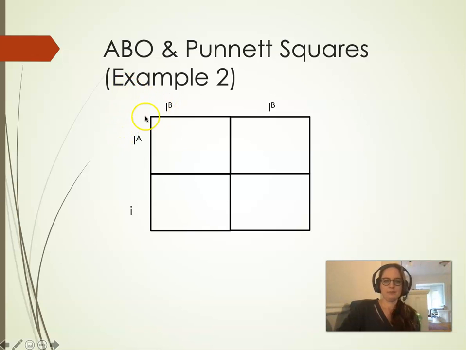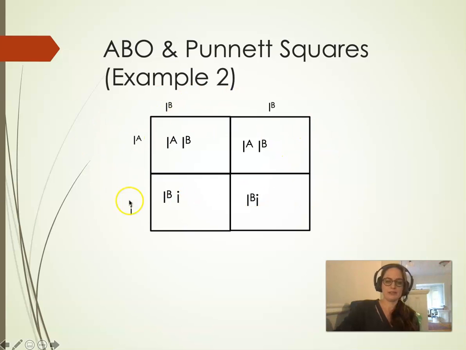Okay, so again, we've determined that this was homozygous dominant B. We've determined that this was heterozygous A. And then we start doing our sort of cross multiplying. A goes here, B goes here. This A goes here, this B goes here. This B goes here, this i goes here, that's O. This B goes here, this I or O goes here.